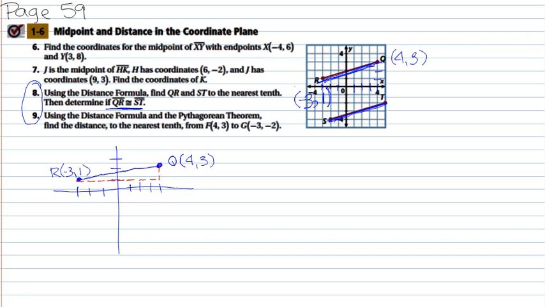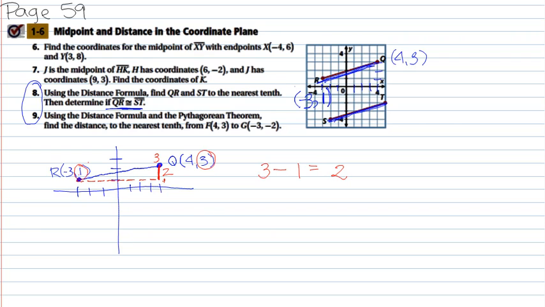So here, for this side right here, we know that R is at 1 because of this number right here. That's how high it is. So this is 1. And Q is at 3. So the distance between 3 and 1 is 2. If you want to see this mathematically, we're doing 3 minus 1. Whenever you find distance, you're subtracting. Okay, midpoint is adding. So 3 minus 1 is 2. That means this side right here is 2.